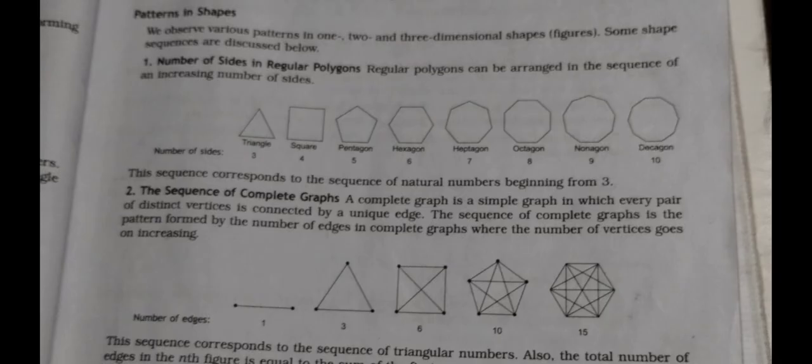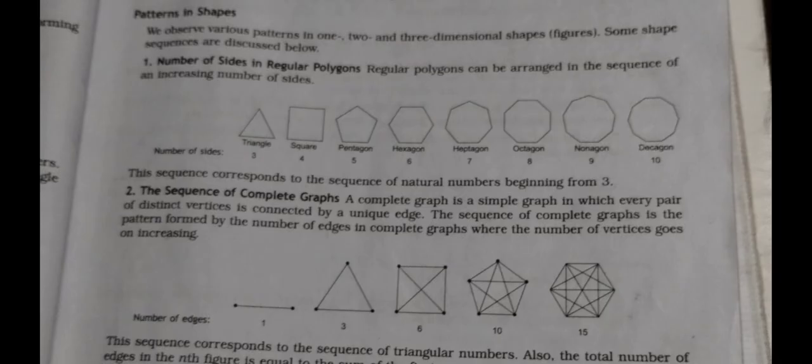Patterns in shapes. We observe various patterns in 1-, 2- and 3-dimensional shapes. Some shape sequences are discussed below. 1. Number of sides in regular polygons. Regular polygons can be arranged in the sequence of an increasing number of sides. This sequence corresponds to the sequence of natural numbers beginning from 3.